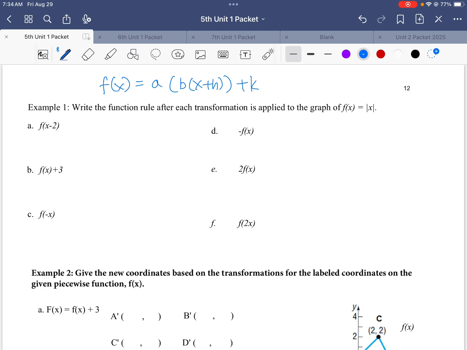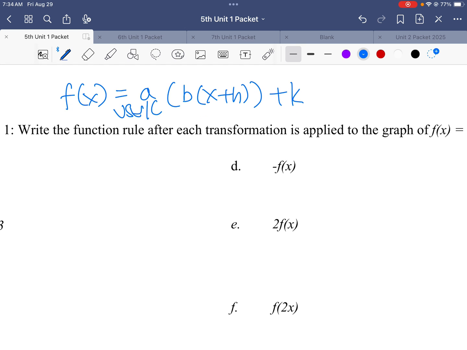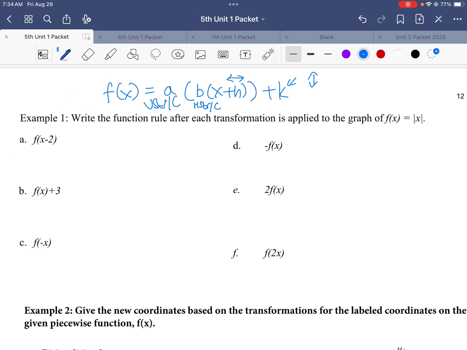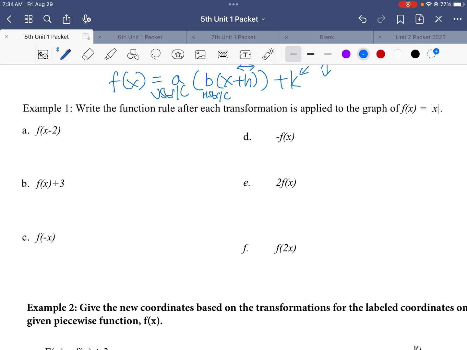So just to remind you, now in pre-calculus, I know you're used to x minus h. In pre-calculus, the curriculum has us write x plus h. Okay, so A, you should be very familiar, is a vertical stretch or compression, also called a dilation. B is a horizontal stretch or compression. H moves the function from side to side, so a horizontal shift, and K moves the function up or down, so a vertical shift.